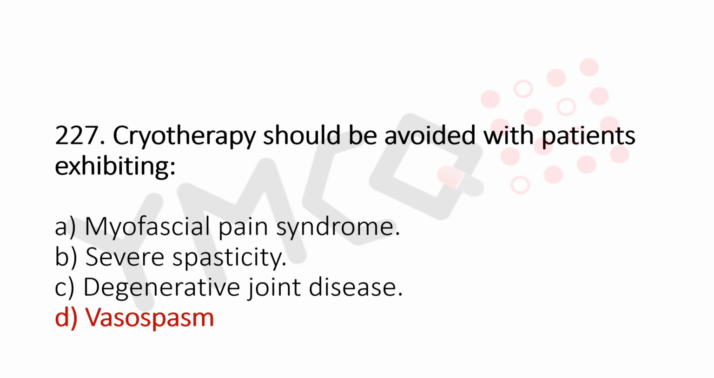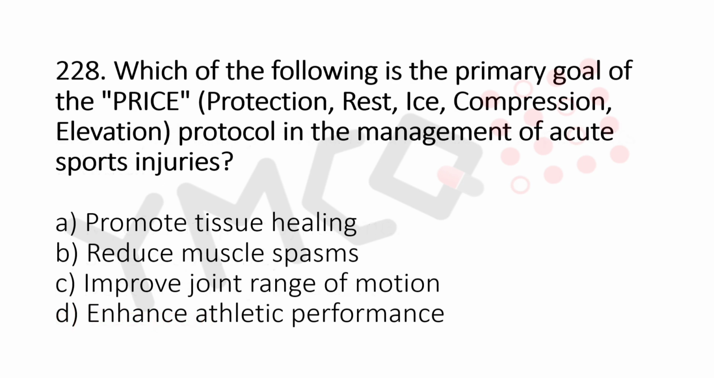Now let's move to question number 228. Which of the following is the primary goal for the PRICE protection, rest, ice, compression, elevation protocol in management of the acute sports injury? Option A, promote tissue healing. Option B, reduce muscle spasm. Option C, improve joint range of motion. Option D, enhance athletic performance. And the answer is option A, promote tissue healing.